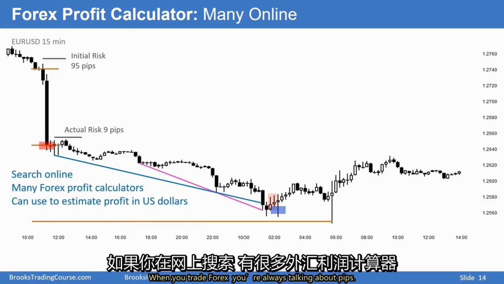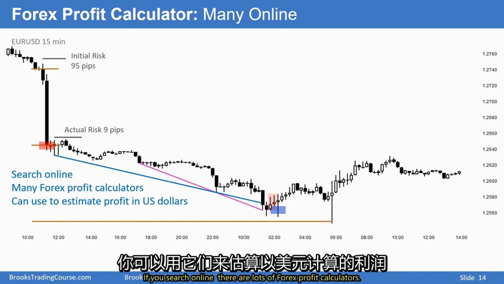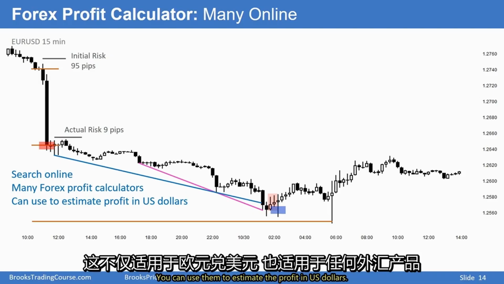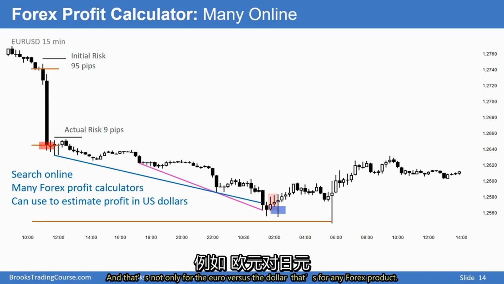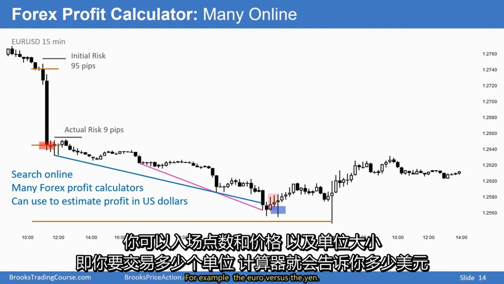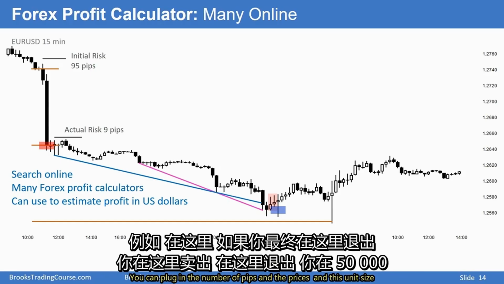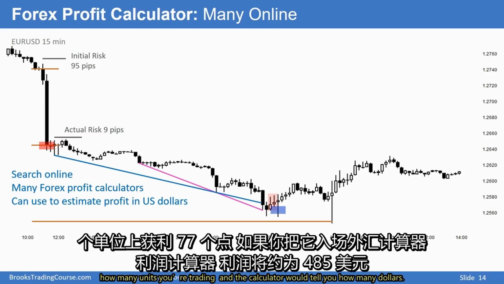I'm talking pips. When you trade Forex, you're always talking about pips. If you search online, there are lots of Forex profit calculators. You can use them to estimate the profit in US dollars. And that's not only for the euro versus the dollar, that's for any Forex product, for example, the euro versus the yen. You can plug in the number of pips and the prices and the unit size, how many units you're trading, and the calculator would tell you how many dollars.